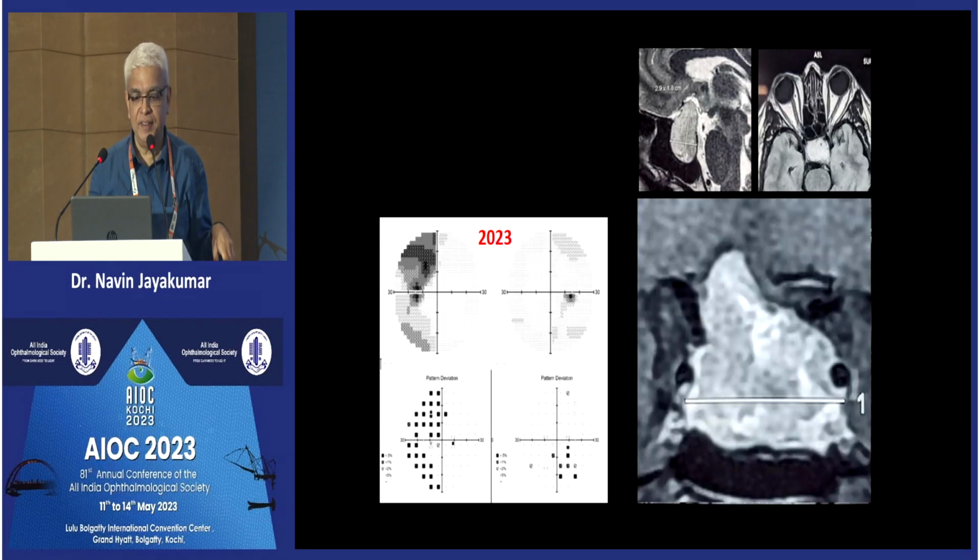This is the defect. Now you can clearly see there is a kind of a field defect only in the left field, but respecting the vertical meridian, which you can see. This is a huge expansion of the tumor. It's gone right up.